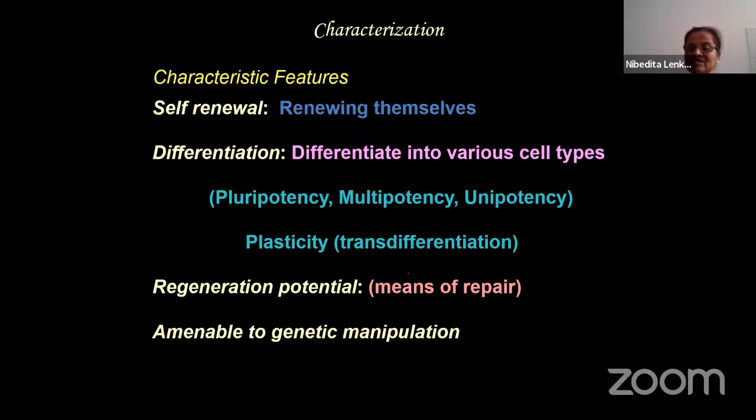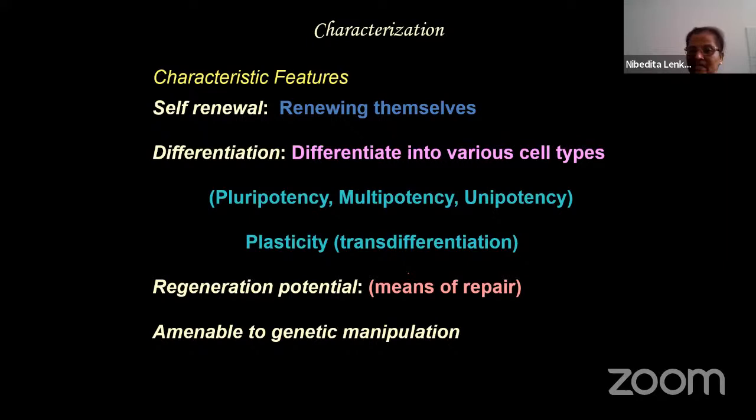Then further comes regeneration potential, that is basically in the adult body. Whatever distinct population we have in our body, those stem cells serve as a means of repair, as I told you. When the need arises, they divide and differentiate, so it becomes a means of repair or regeneration potential. In fact, the study now going on is how to activate the endogenous stem cells in our body so that they can participate in the rescue process of the functional restoration of the cells that are damaged. Then these stem cells are also amenable to genetic manipulation.